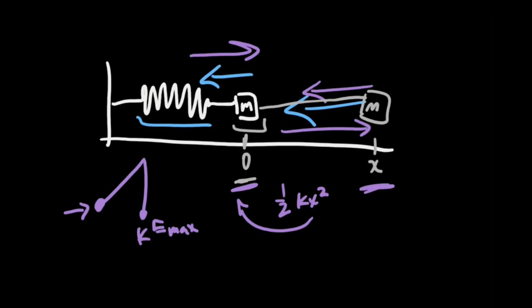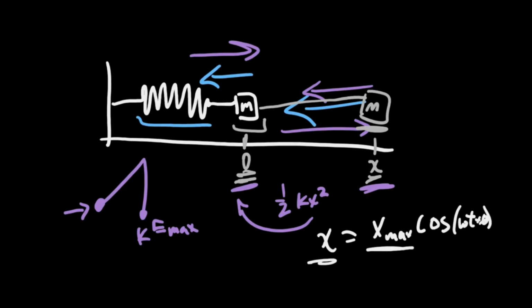Now, you may be wondering, how can I find what x position this mass is at different times than when it's here or here? And for that, we'll use the last equation on your reference sheet. That is, x is equal to x max cosine of omega t plus phi. The x position is equal to the amplitude, this is our x max by the way, times cosine of omega t plus phi.